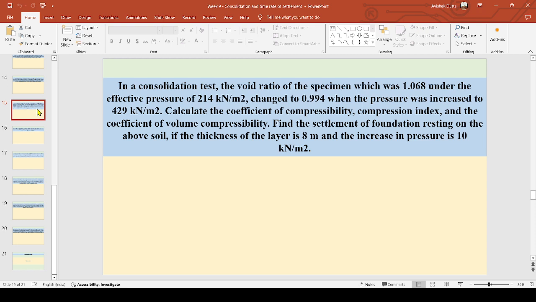So, initial effective pressure was 214 and the void ratio is 1.068. Incrementing pressure to 429 kilonewton per meter square, the void ratio changes to 0.994. Using this condition, find out the coefficient of compressibility, compression index, and the coefficient of volume compressibility. Now the thickness of the layer is 8 meter and the increase in pressure from the initial condition is 10 kilonewton per meter square. Using this condition, find out the settlement of foundation resting on the above soil.